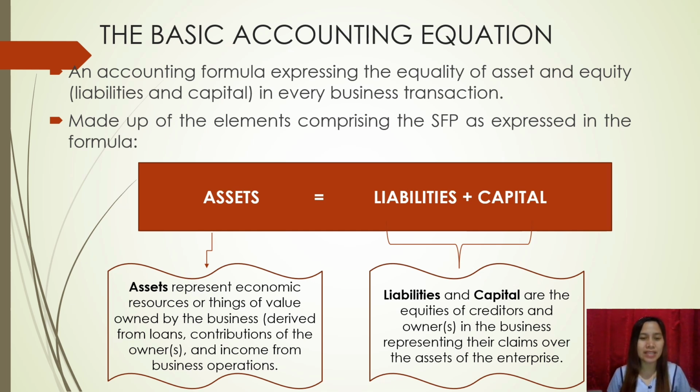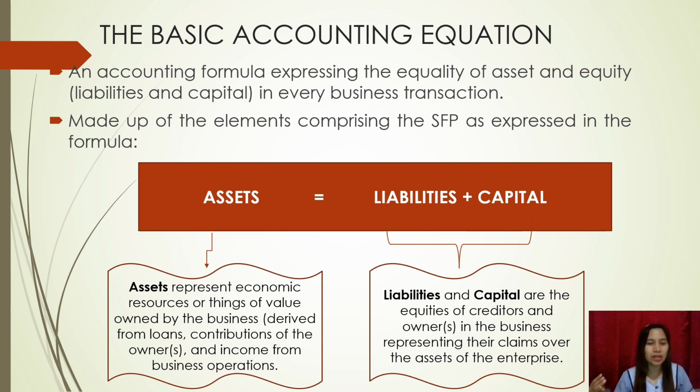So what is an asset? Assets represent economic resources or things of value owned by the business. These assets are derived from loans, contributions of the owners, and income from business operations. So what are liabilities and capital? These are the equities of creditors and owners in the business, representing their claims over the assets of the enterprise.